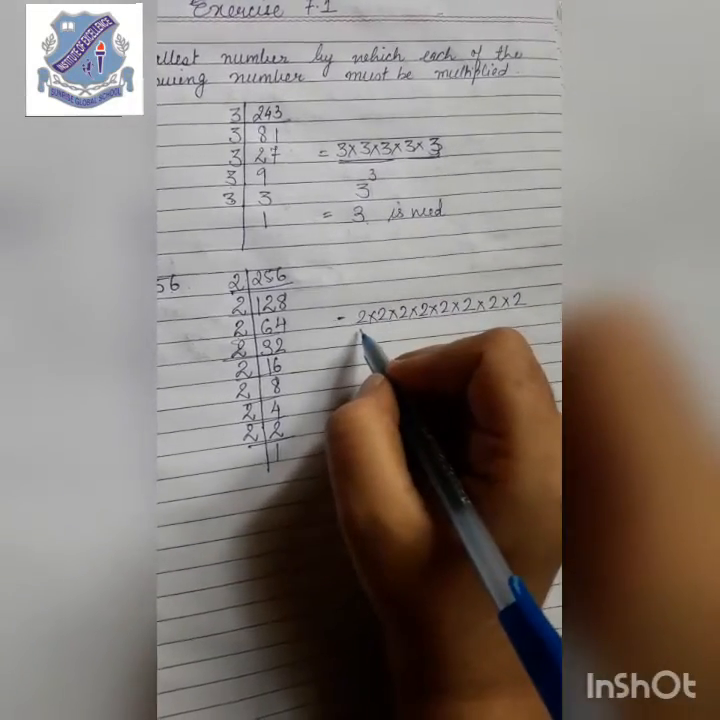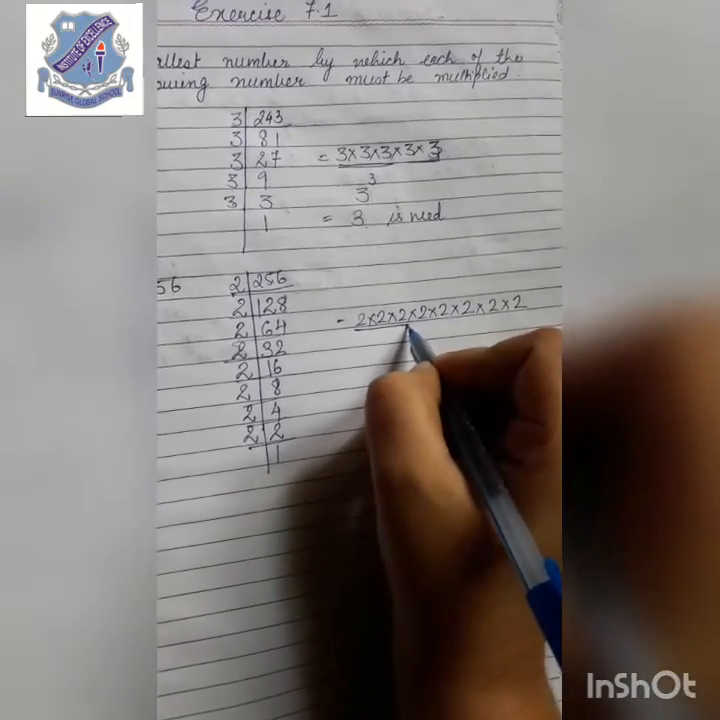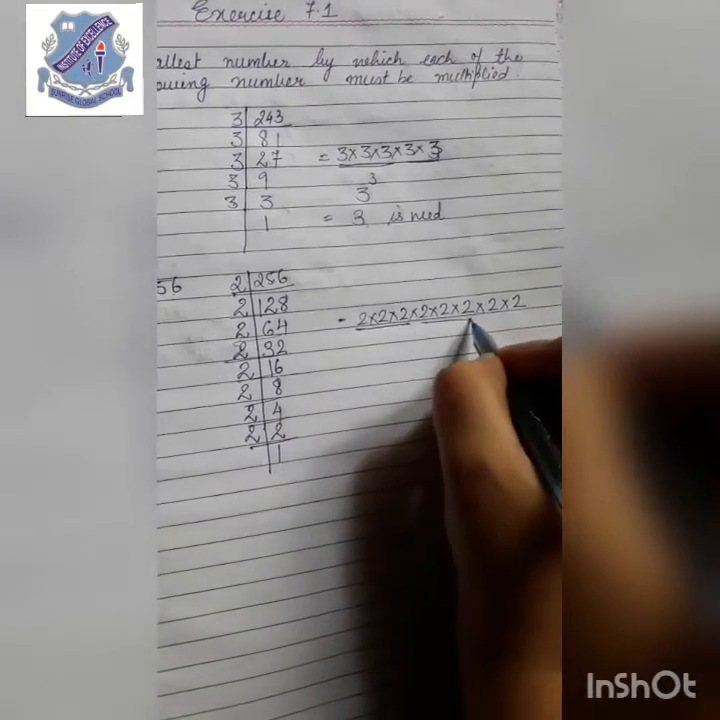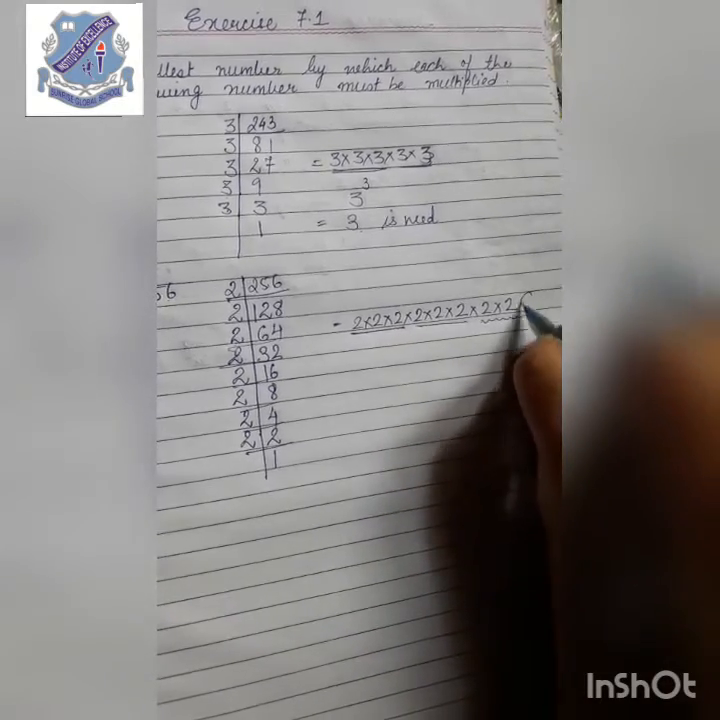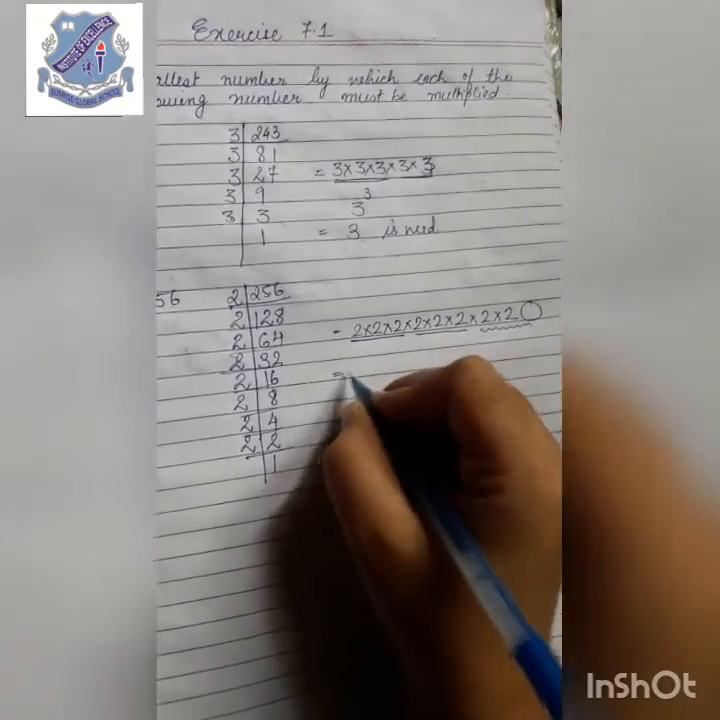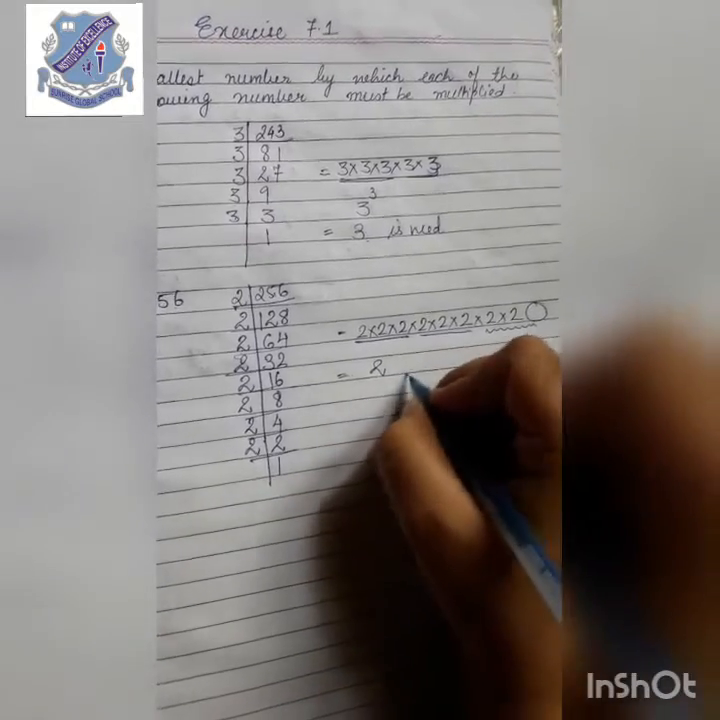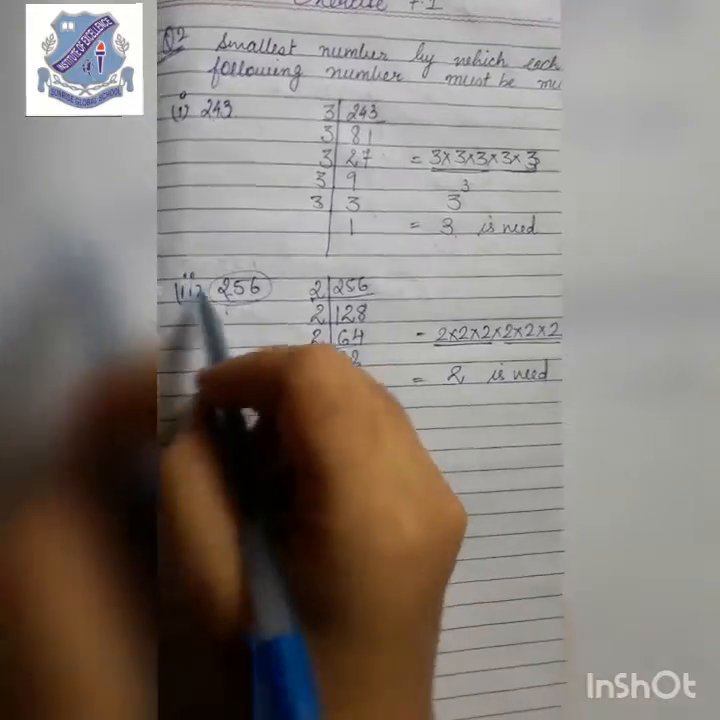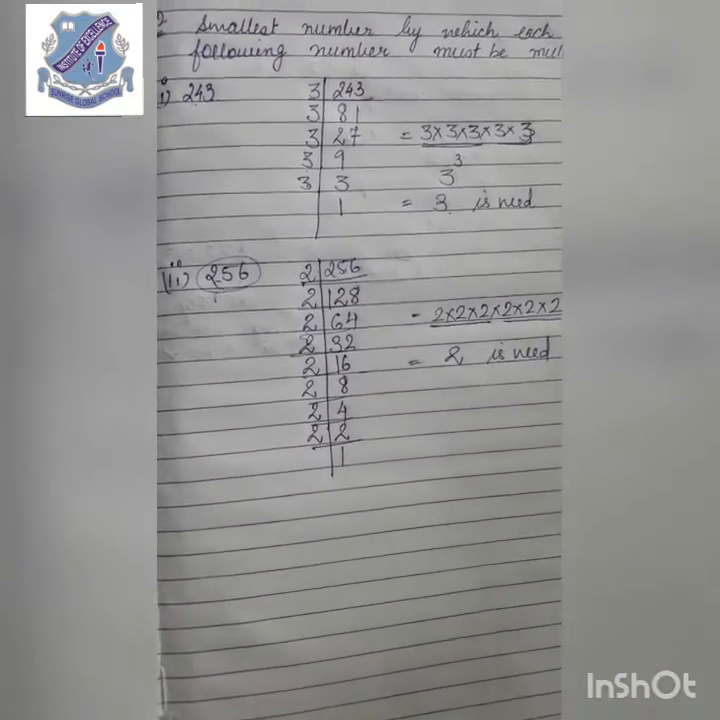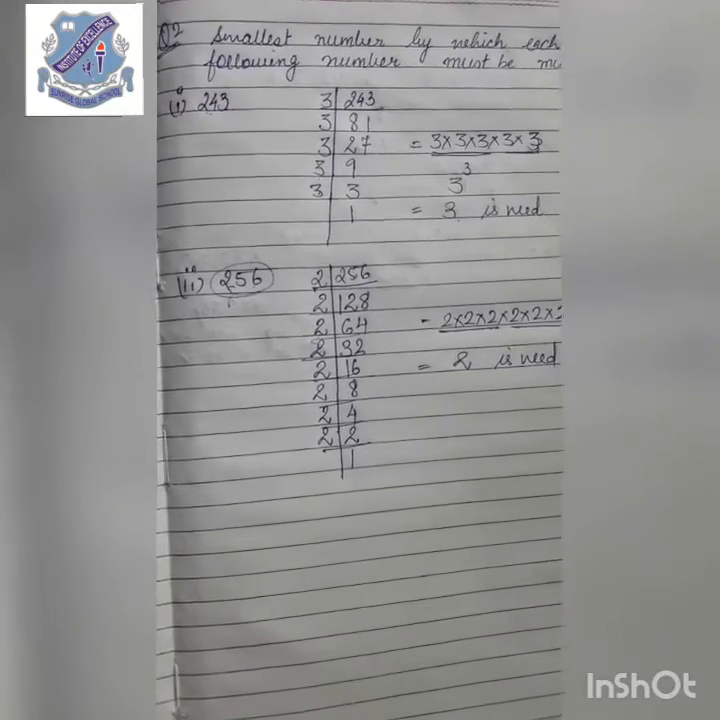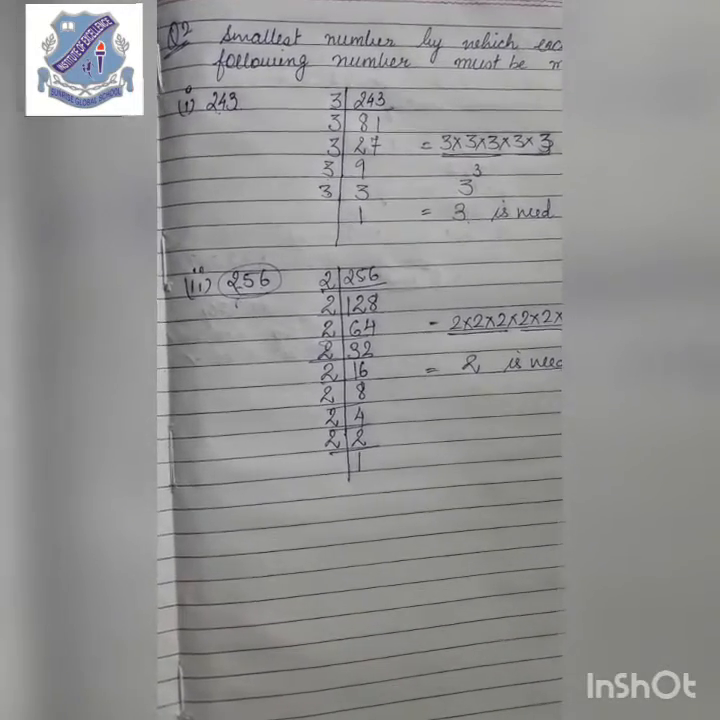Now we'll pair it in groups of 3. So the first group is over here, second group is over here. Now you can see that the third group is not completed because we need another 2 over here. So the answer is 2. That means this number needs to be multiplied by 2, and then we'll get a perfect cube. Similarly, you have to do all the questions in this whole question.